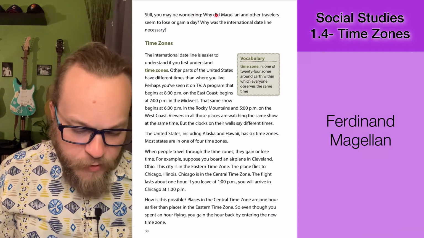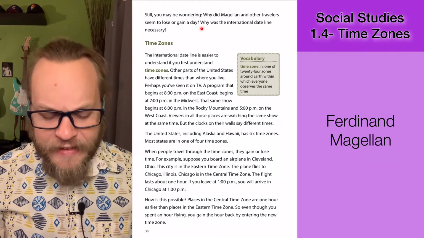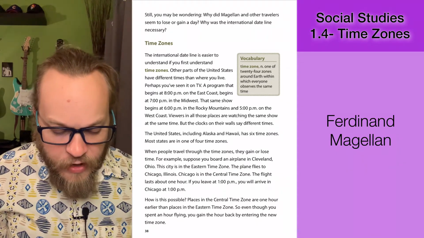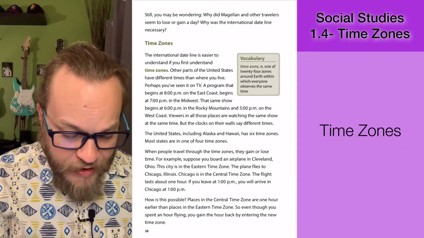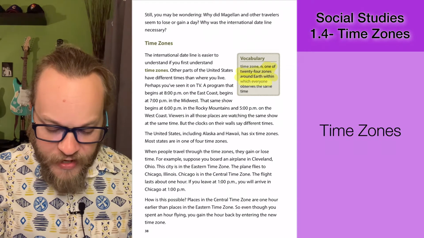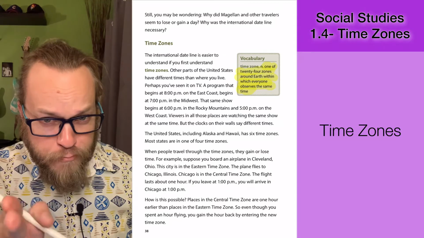Still, you may be wondering, why did Magellan and other travelers seem to lose or gain days magically? Why was the International Dateline necessary? Well, it has something to do with time zones. And our time zones are one of 24 zones around Earth within which everyone observes the same time, more or less.